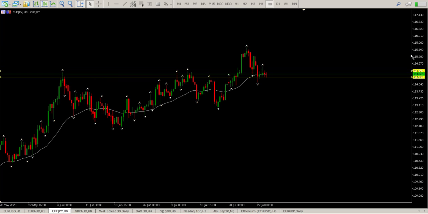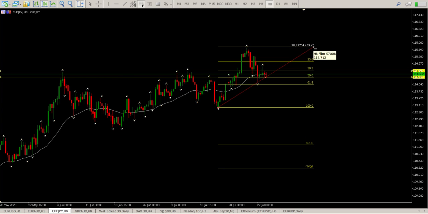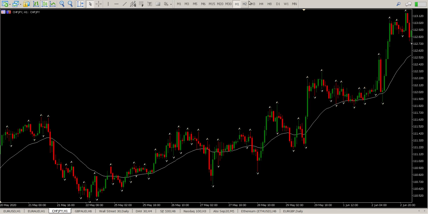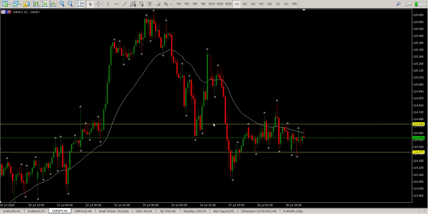I suppose what we could actually do here is patiently wait for, oh, we almost tagged the 61.8. Did we? No, we just fell short of it. So, yeah, I think for me, let me just get these levels in and delete that. Those are the two levels I'm paying attention to at the moment.